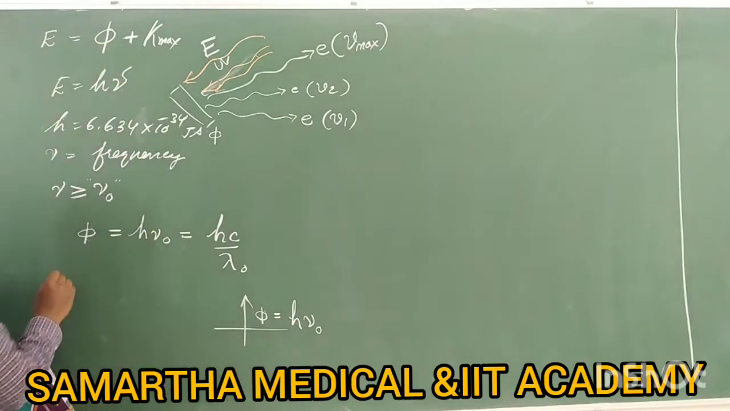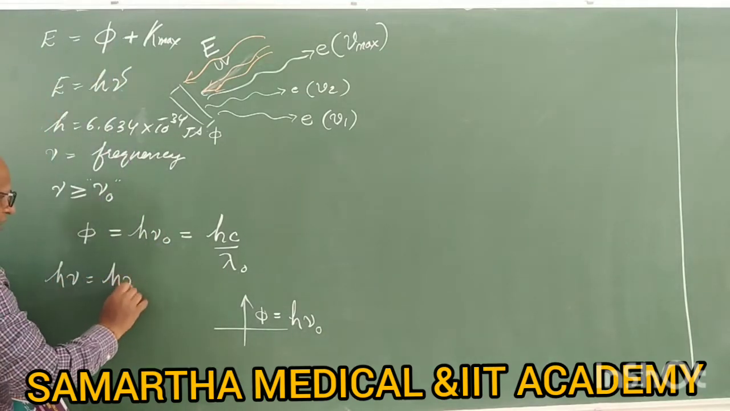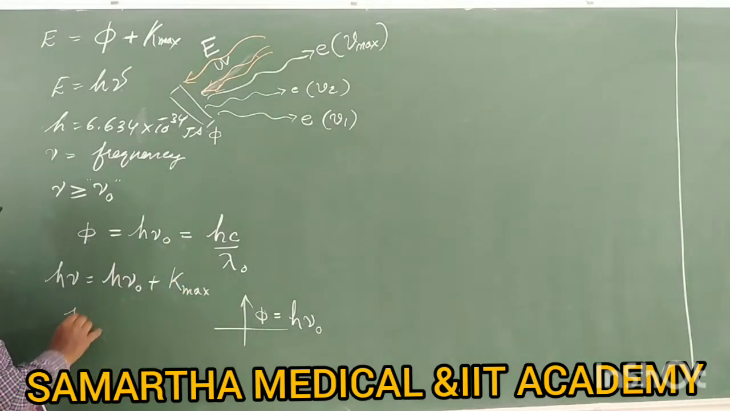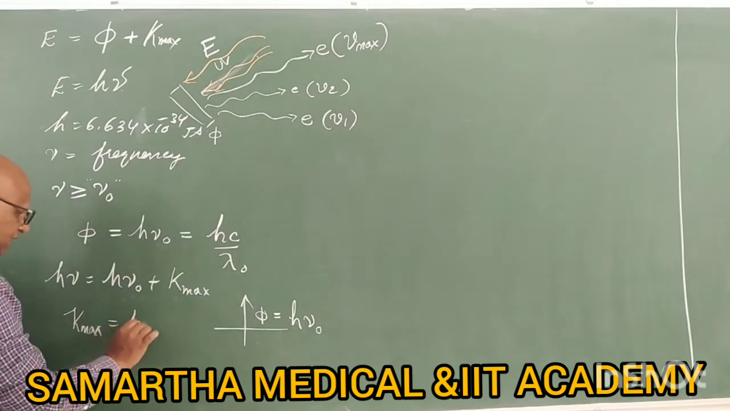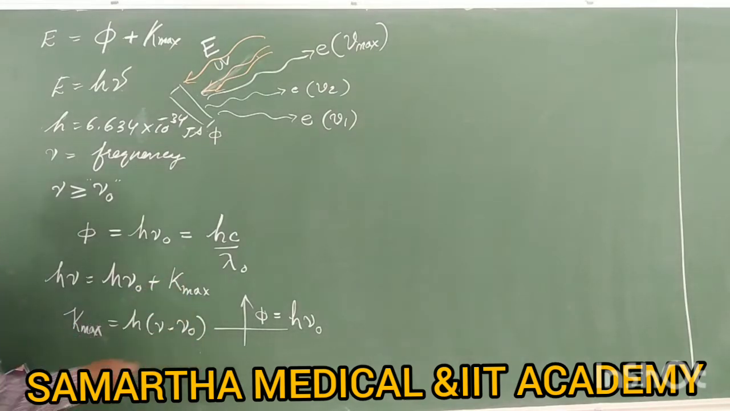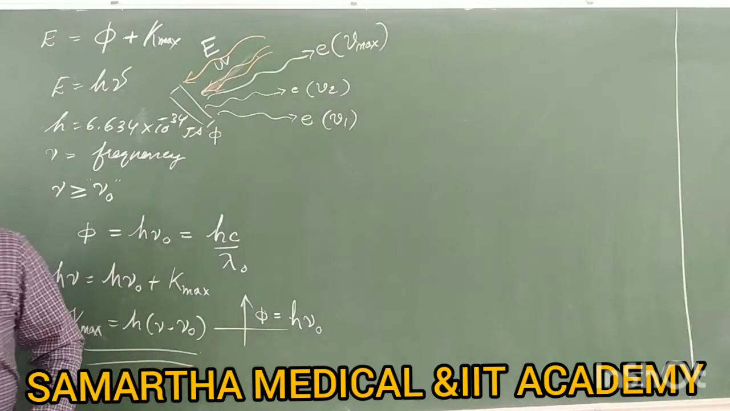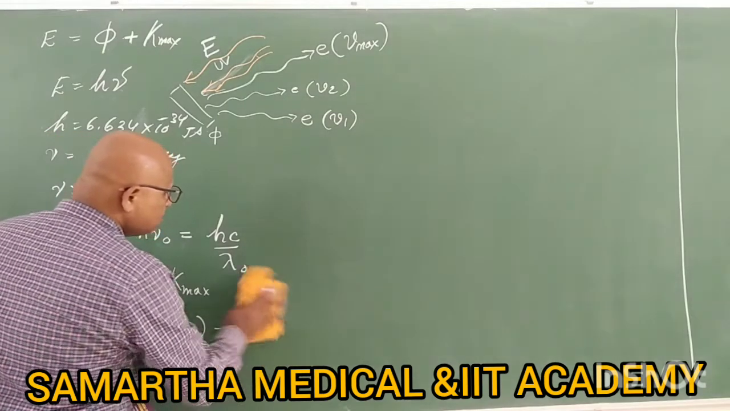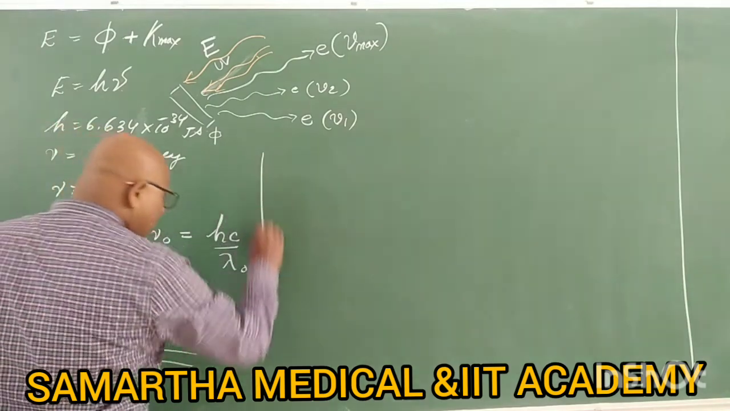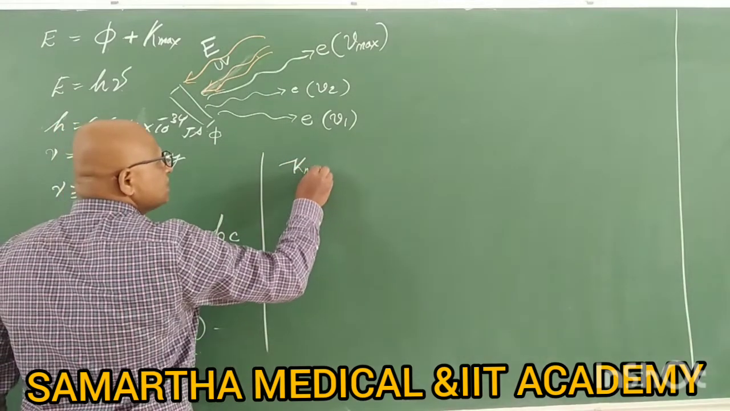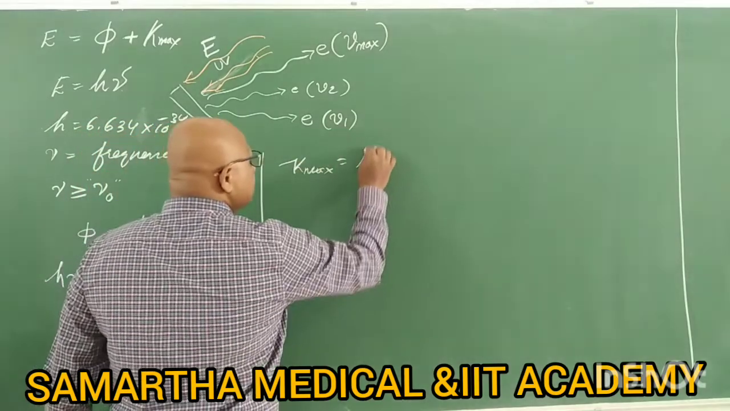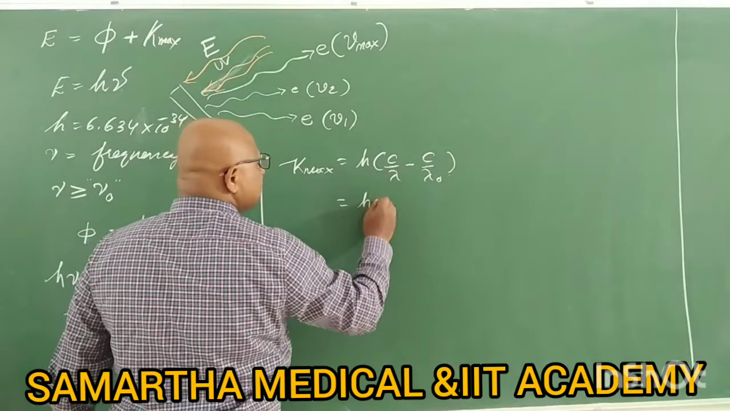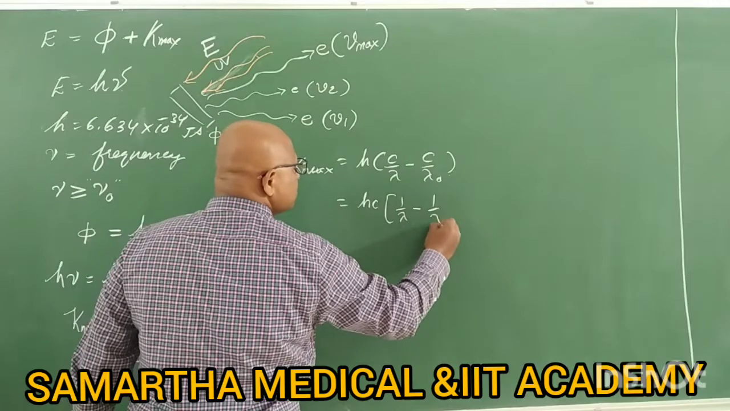Using this expression, our first expression becomes h nu is equal to h nu naught plus Kmax. Most of the cases we use Kmax is equal to h into nu minus nu naught. This is also widely used expression. You can also use the expression corresponding to wavelength too, that is Kmax is equal to h into c by lambda minus c by lambda naught. That is nothing but hc into 1 by lambda minus 1 by lambda naught.